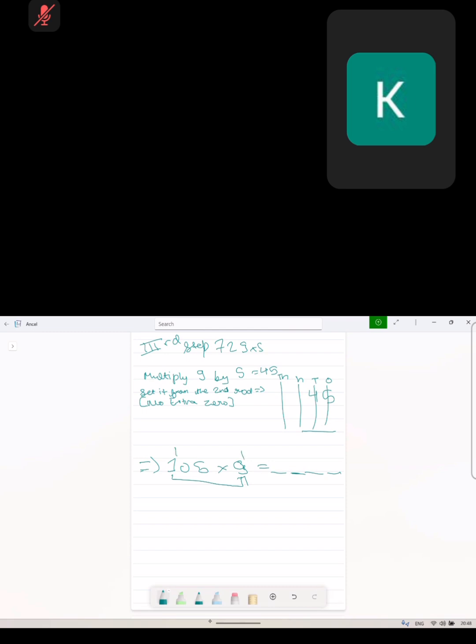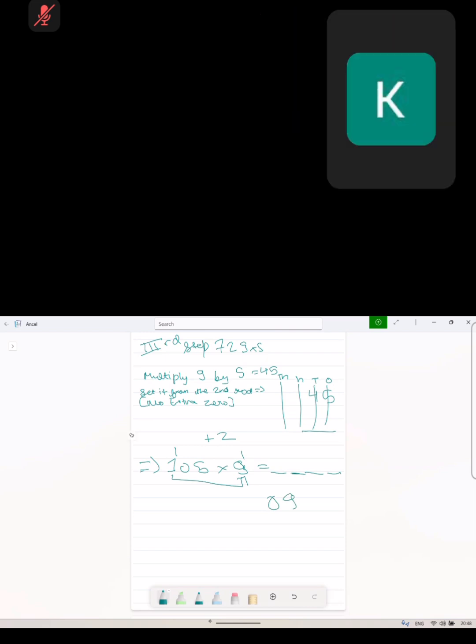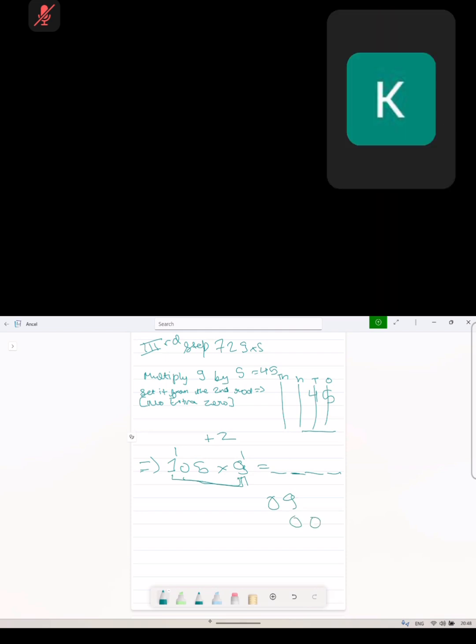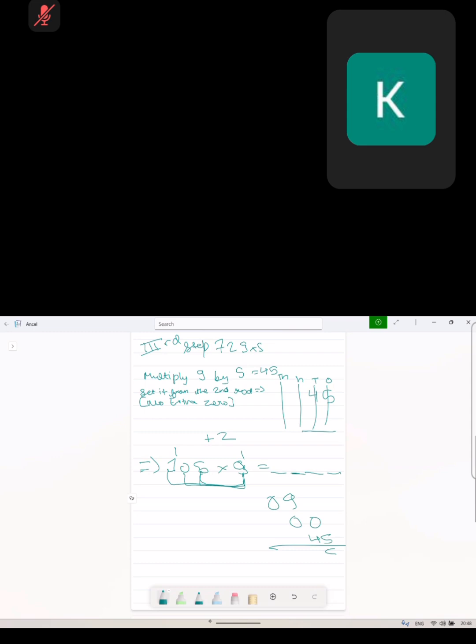This was 1 digit, this was also 1 digit, so its answer should have come in 2 digits, so 09. Okay, answer. So 09. Now 0 multiplied by 9 is 0. 0. Okay. Now 5 multiplied by 9. 5 multiplied by 9 is 45. Our answer is 0945. Okay.